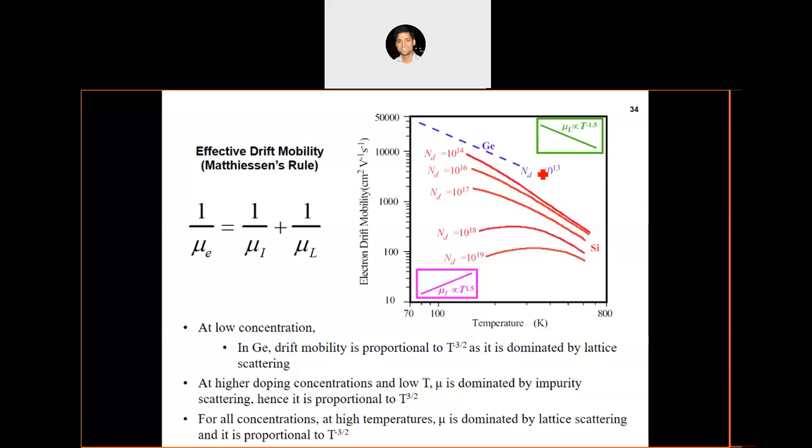We have plotted only one line for germanium at a very low dopant concentration, and these other lines are plotted for different concentrations of dopants. The red lines are for silicon, and this blue line is for germanium, plotted at a very low dopant concentration. So at low concentration in germanium, the drift mobility is proportional to T to the power minus 3 by 2, as it is dominated by lattice scattering. That is very intuitive, right? At low concentration of impurities, there will not be enough impurities to scatter the electrons effectively. So the atomic or vibrational scattering, the lattice scattering, will be dominating. So you will get the temperature dependence from the vibrational scattering, which is T to the power minus 3 by 2.